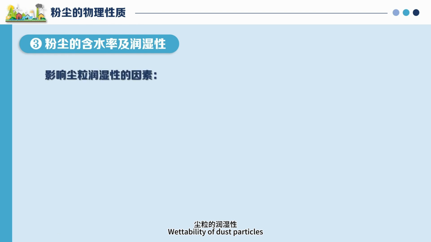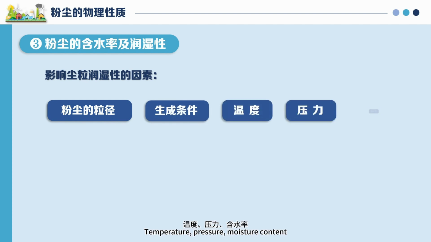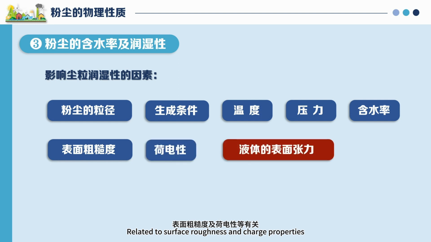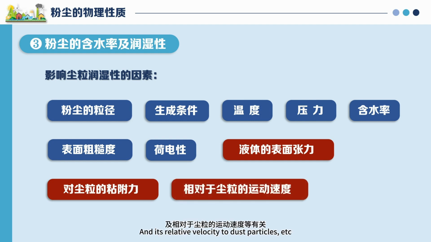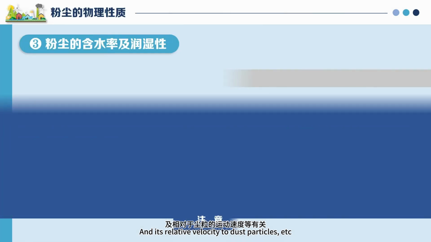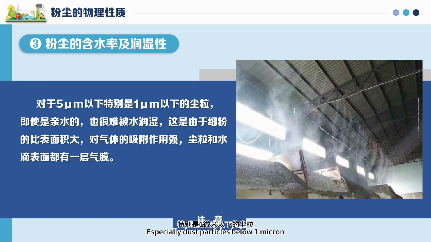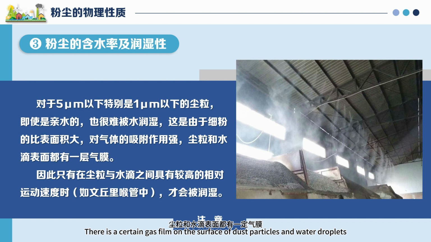Wettability of dust particles not only is affected by particle size of dust, generation conditions, temperature, pressure, moisture content, surface roughness and charge properties, but is also related to the surface tension of the liquid, adhesion to dust particles, and its relative velocity to dust particles, etc. For sizes below 5 microns, especially dust particles below 1 micron, even clean water is difficult to wet. This is due to the large specific surface area of fine powder and strong adsorption effect on gases. There is a certain gas film on the surface of dust particles and water droplets.